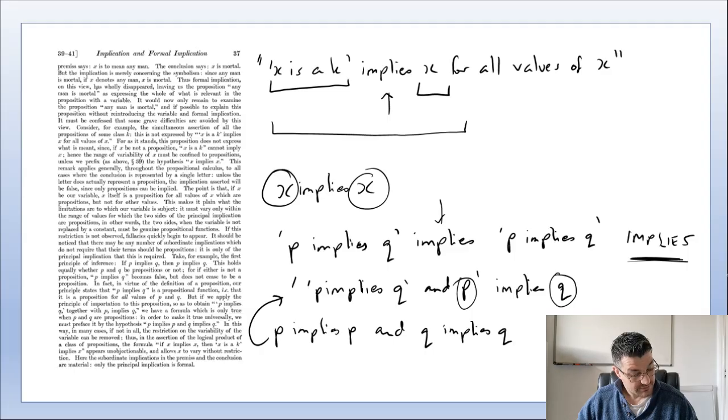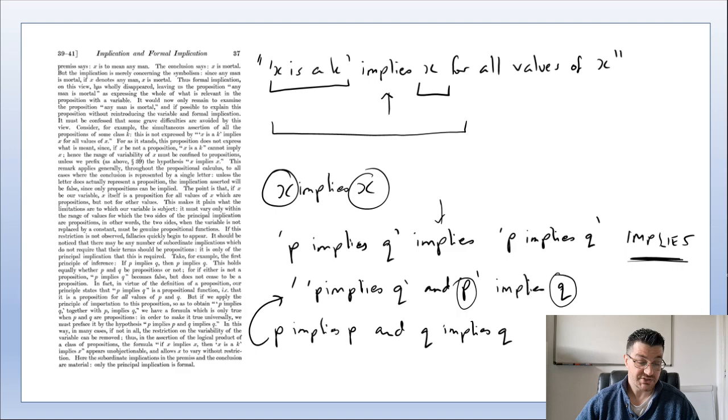Where are we? If we apply the principle of importation to this proposition so as to obtain P implies Q together with P implies Q, we have a formula which is only true when P and Q are propositions. In order to make it true universally, we must preface it by the hypothesis P implies P and Q implies Q. In this way, in many cases, if not in all, the restriction on the variability of the variable can be removed. Thus, in the assertion of the logical products of a class of propositions, the formula if X implies X, then X as a K implies X appears unobjectionable and allows X to vary without restriction.